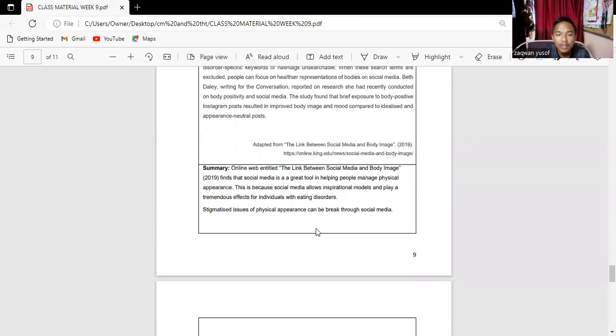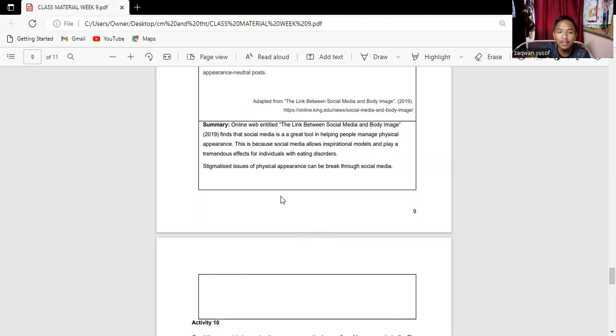In an online article entitled The Link Between Social Media and Body Image, 2019, they find that social media is a great tool in helping people manage physical appearance. This is because social media allows inspirational models and has a tremendous effect on individuals with eating disorders. Stigmatized issues about physical appearance can be brought to social media.